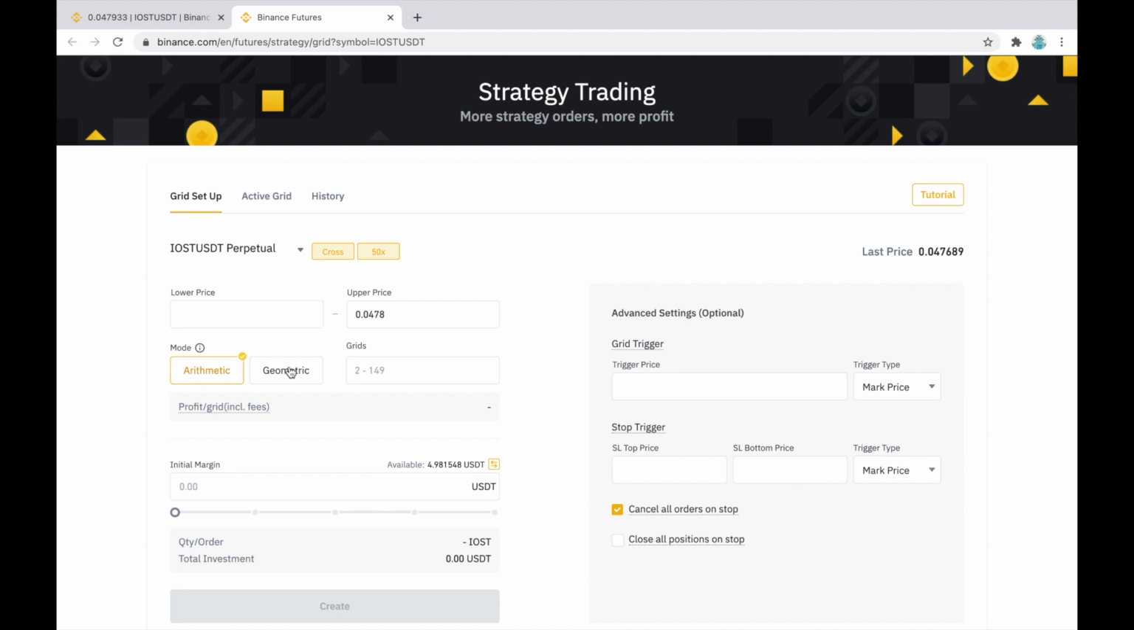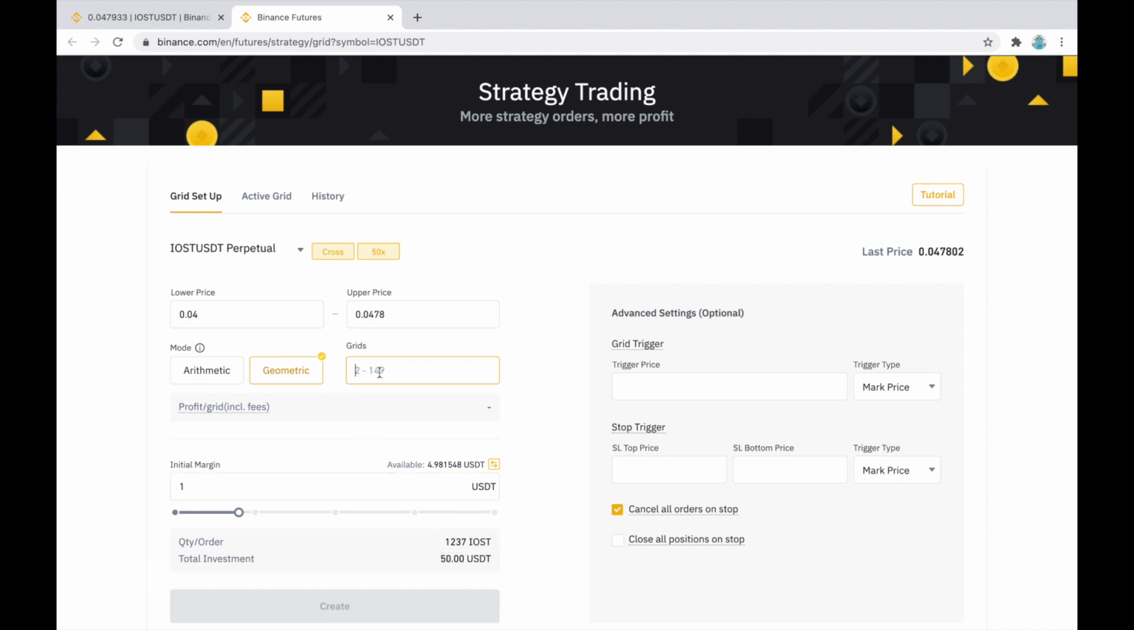Geometric mode means that the space between the grids will be the same. Let's play around with these inputs. Let's say I want my lower bound to be 0.04, and I want to allocate 1 USDT. Remember, I am trading with times 50 leverage, so this is equivalent of 50 USDT of total investment. Given the upper and the lower price bounds and the initial investment times the leverage, my order size turns out to be 1,237 contracts of IOST.